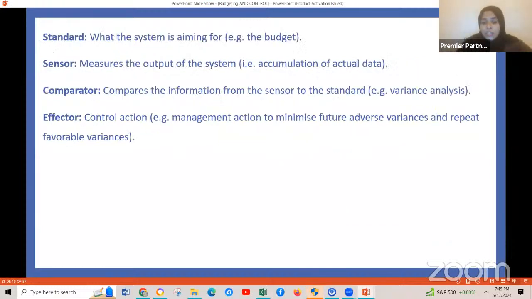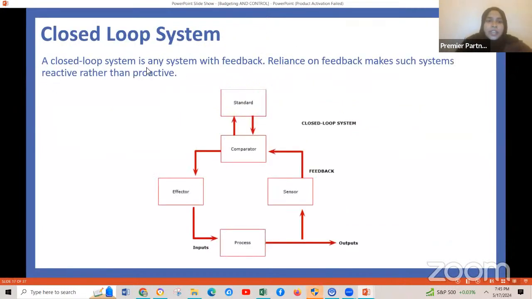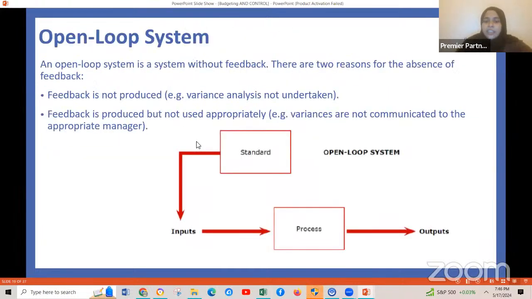Open loop system. Now see, a closed loop system is a system with feedback. Here there is feedback. The effector is there. But here in an open loop system, there is no feedback.